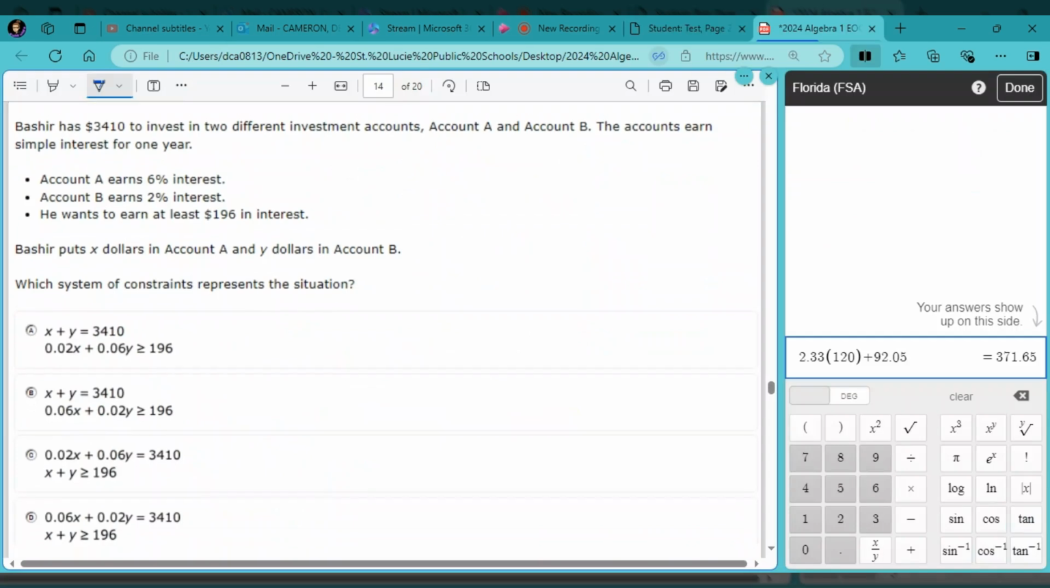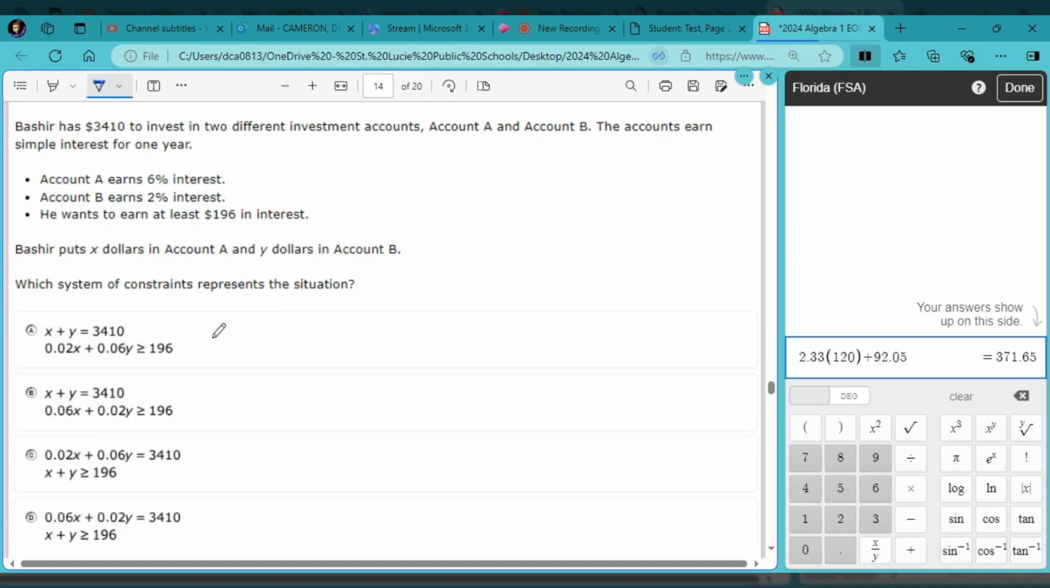Bashir has $3,410 to invest in two different investment accounts, account A and account B. The accounts earn simple interest for 1 year. Account A earns 6% interest, account B earns 2% interest, and he wants his interest to be at least $196. Bashir puts X dollars into account A and Y dollars into account B. Which system of constraints represents the situation? So we have a system with an equation and an inequality. So they're calling it a system of constraints.